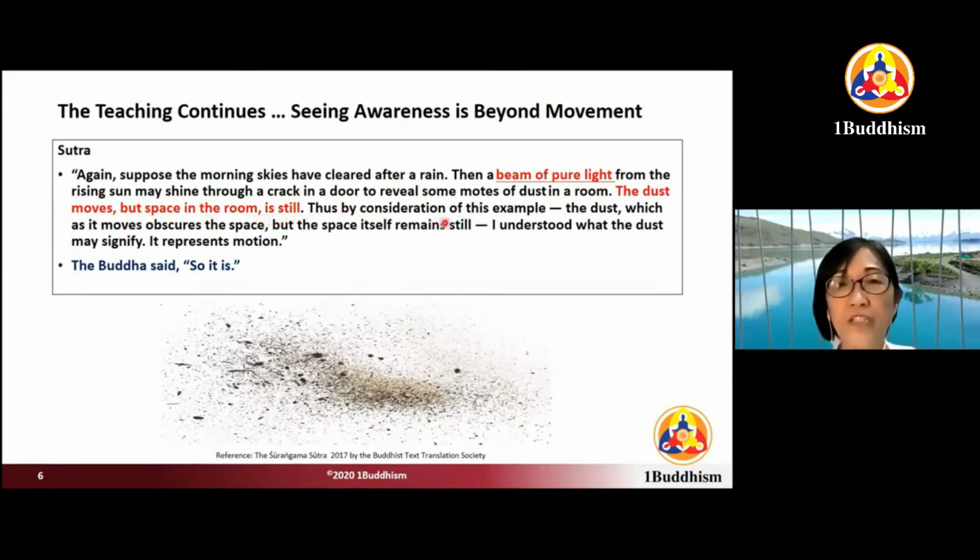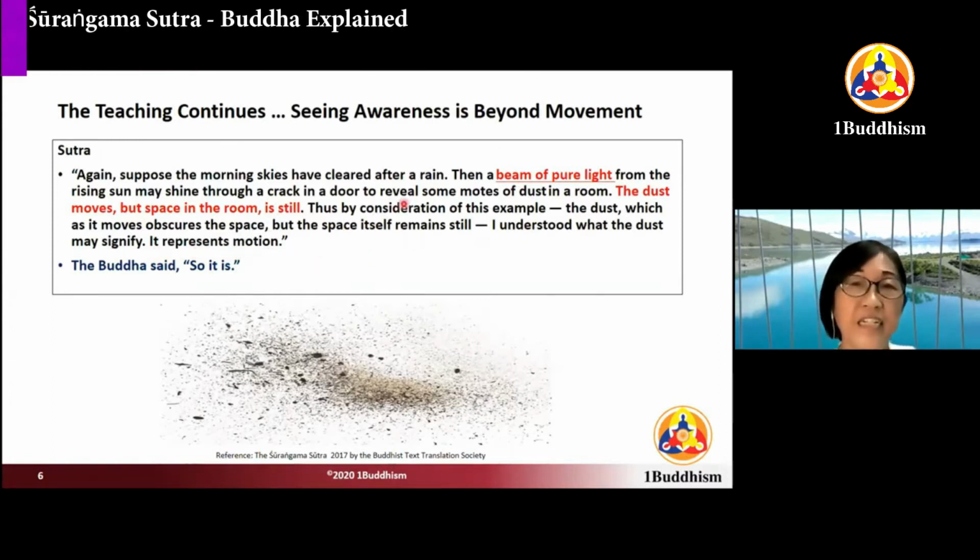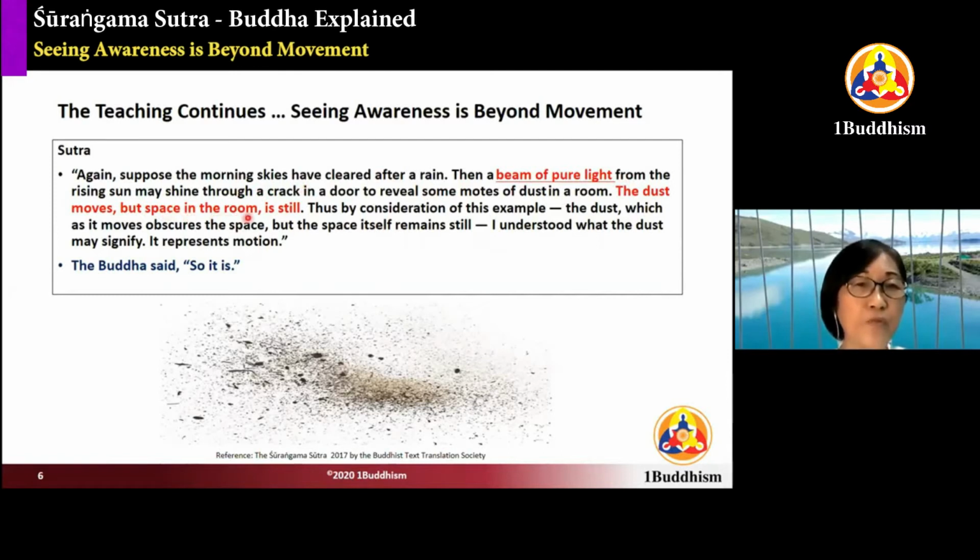Thus, by consideration of this example, the dust, which as it moves obscures the space, but the space itself remains still, I understood what the dust may signify. It represents motion. And the Buddha said, so it is. So the dust moves, but space in the room is still. If the sun doesn't shine in the crack, you cannot see the dust, although there is dust everywhere. While the dust moves and bobs up and down, the space is still, it doesn't move.